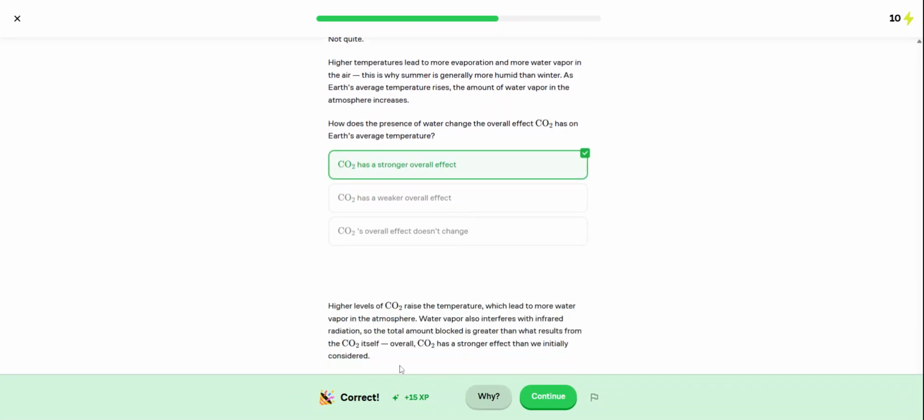Yes, higher levels of CO2 raise the temperature, which leads to more water vapor in the atmosphere. Water vapor also interferes with infrared radiation, so the total amount blocked is greater than what results from the CO2 itself. Overall, CO2 generally has a stronger effect than we initially consider. So that's something you have to keep in mind when we make these theoretical comparisons and assumptions. Continue to the next screen.